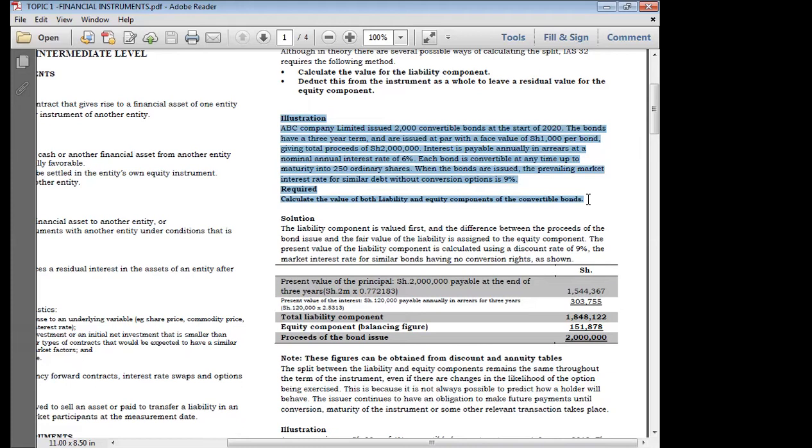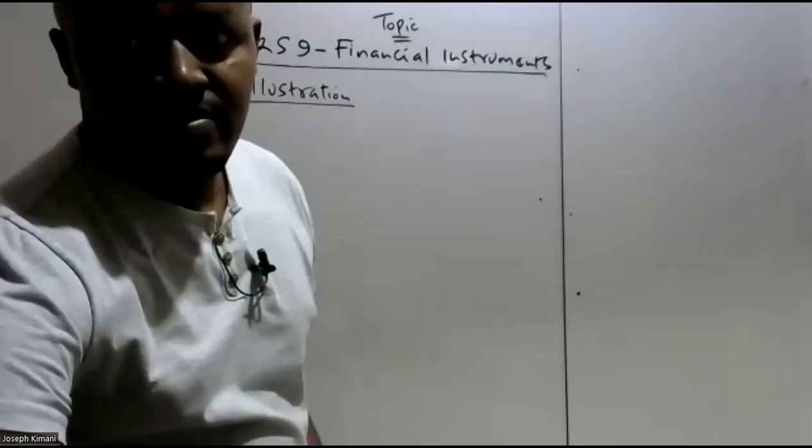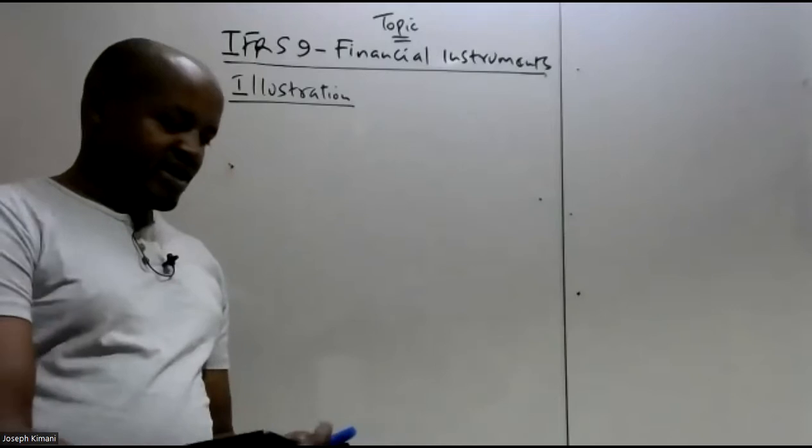So what we are required to do from that illustration is to calculate the value of the liability and equity components of the convertible bond. So we require to compute the equity and liability components from that information.